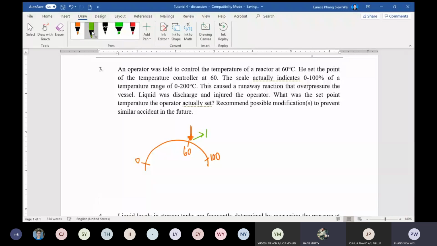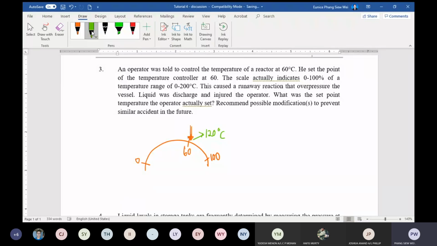Calculator. 60 times 200, you need to calculate. 60 times 2 is 120. Just to double confirm. Yes, thank you for the double confirm. So basically, he set the reactor at 120 degrees Celsius. Of course, that caused a runaway.